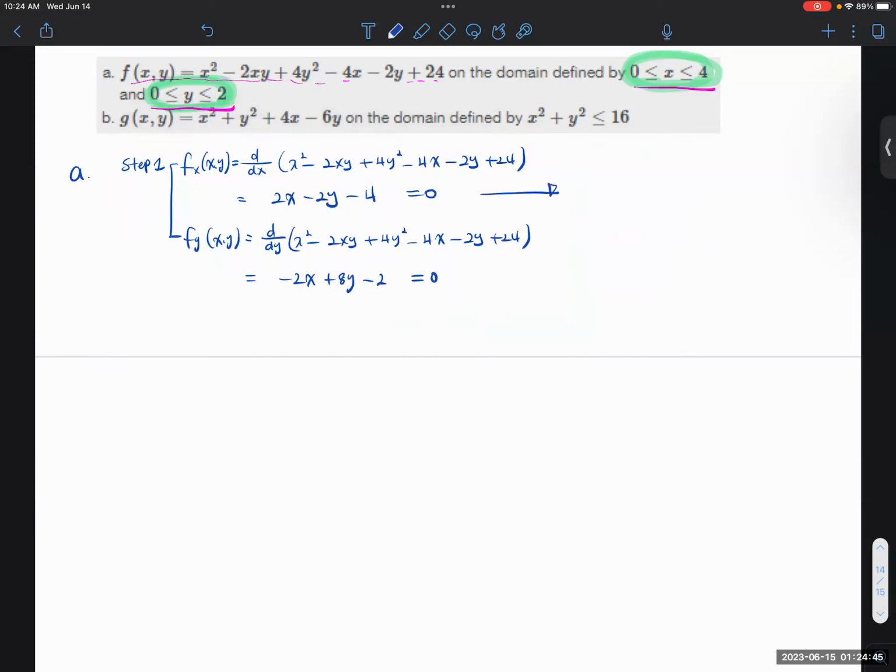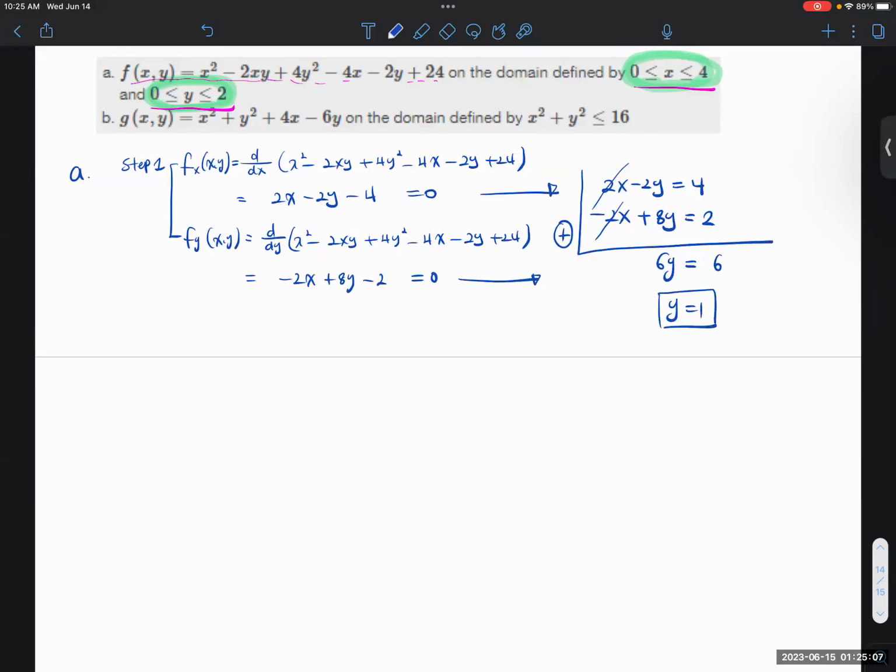So this equation is going to be 2x minus 2y equal to 4. Here we have negative 2x plus 8y. I'm going to move the negative to the other side too. So we have to solve for x and y. Let's add them. It cancels: 6y equal to 6. Y will be 1. And you plug 1 into one of the equations. X should be 3. So this is the critical point.